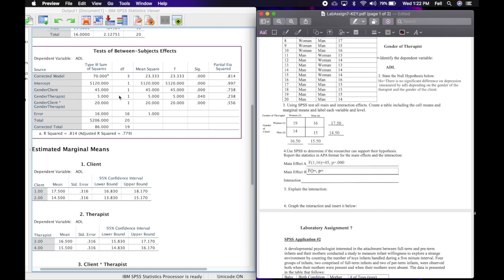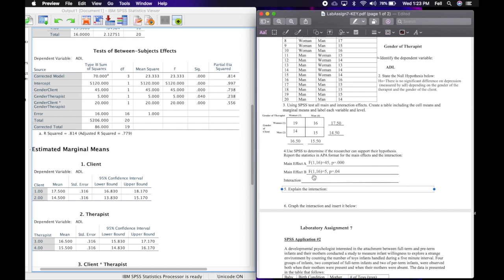So for main effect B, which is going to be gender therapist, we're going to use 1 degree of freedom and then 16, the error or the within. So it's going to be the same as A. And then the test value itself for gender therapist or main effect B is 5. So I'm going to put that right after the equal sign, 5. And then I have to report the significance level, which is the p-value. And so that says it's significant at 0.04. So for main effect B, I would be rejecting H0, p less than 0.05.